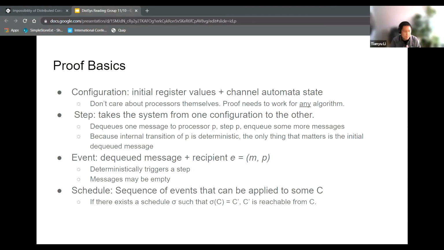Last but not least, let's talk about schedules. A schedule is a sequence of events that can be applied in order to some configuration. From schedules, we get the notion of reachability. If you can reach another configuration from one configuration with a schedule, that means C prime is reachable from C. That's all the terminology we need.